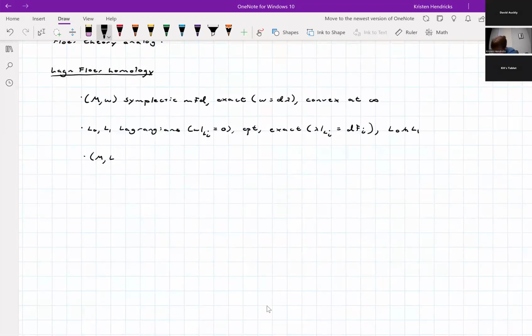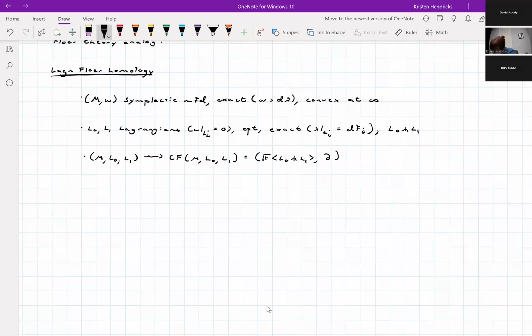So to this triple M, L0, L1, we associate one chain complex, CF(M, L0, L1), which looks like, well, what are the generators? The generators are the intersection points of the two Lagrangians. That's finite by compactness. What does the differential count? The differential is going to count pseudo-holomorphic strips.